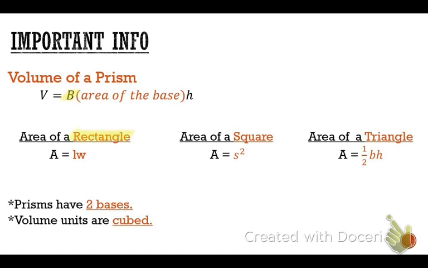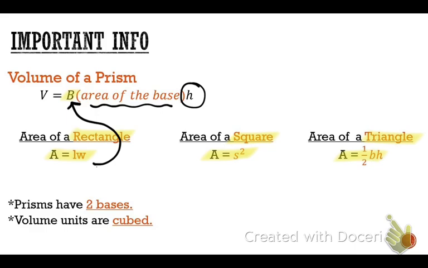So when trying to find the base on something like this, you've got to see, is it a rectangle, is it a square, or is it a triangle? And then we're going to remember these formulas that we've memorized before. The area of a rectangle is A equals length times width. Area of a square, A equals S squared. And then the area of a triangle is A equals 1/2 times base times height. So whatever the area of the base is, you will end up plugging this entire formula into what that capital B is, and then you'll be multiplying it times the height.